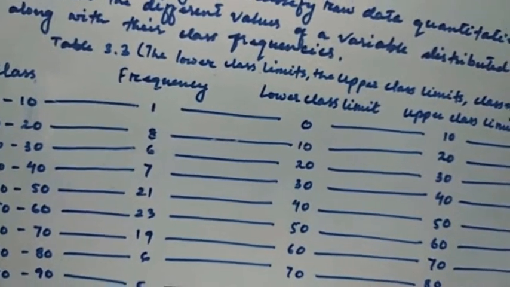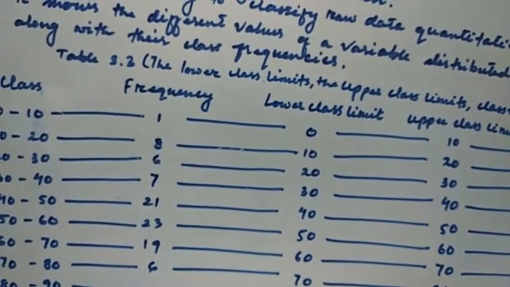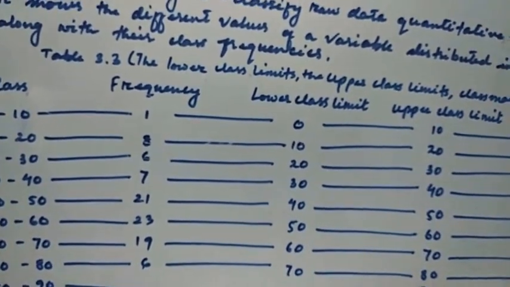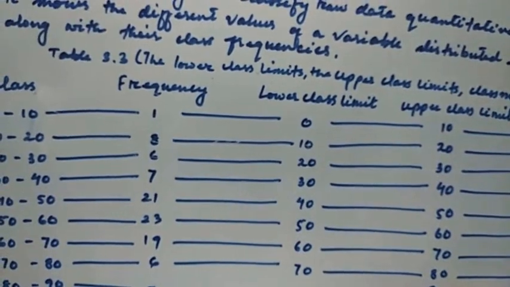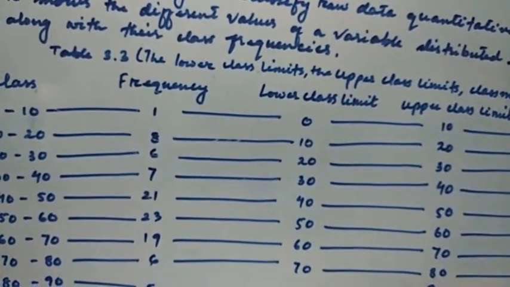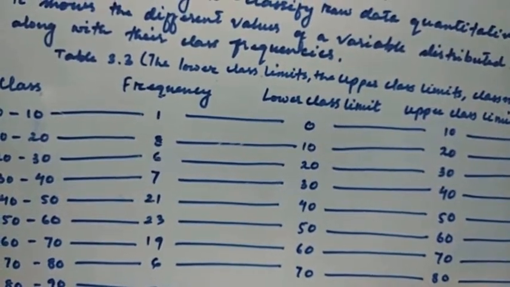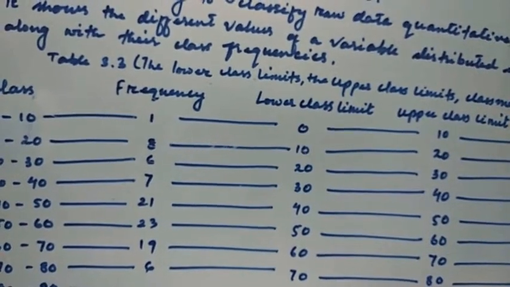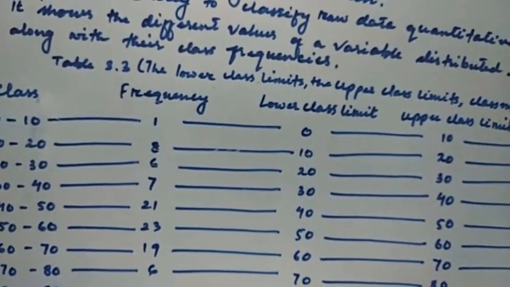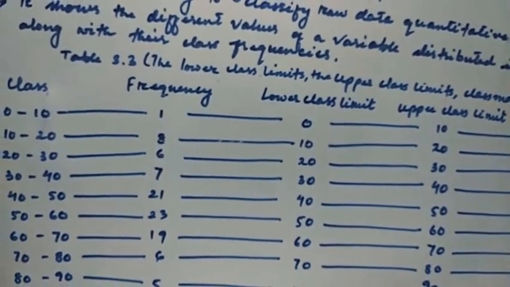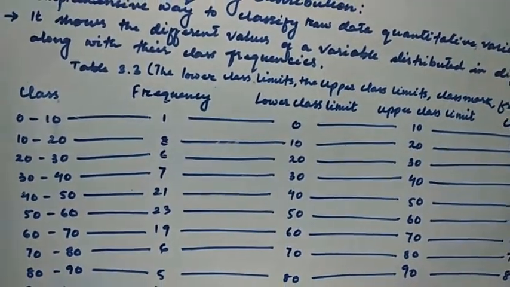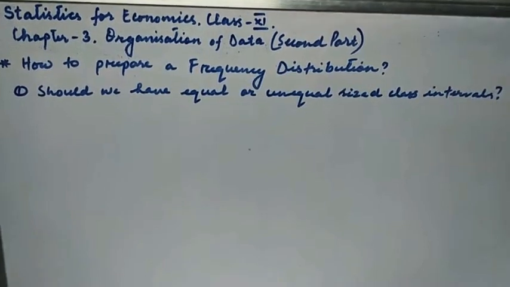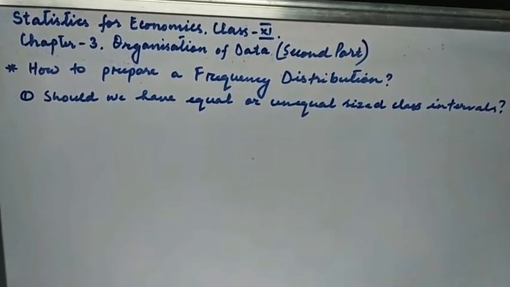Again, while preparing a frequency distribution, you need to address 5 questions. Number 1, should we have equal or unequal sized class intervals? Number 2, how many classes should we have? Number 3, what should be the size of each class? Number 4, how should we determine the class limits? And lastly, how should we get the frequency for each class? So those are the questions that we have to answer while constructing a frequency distribution.